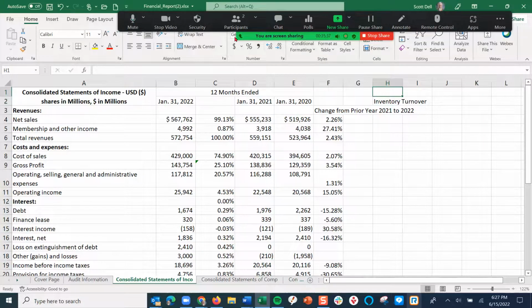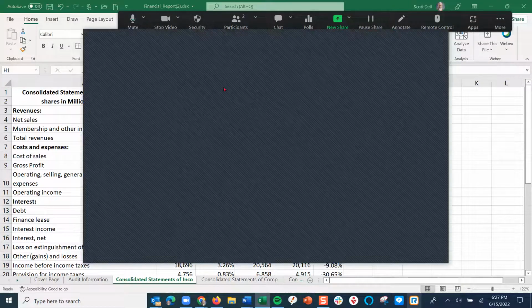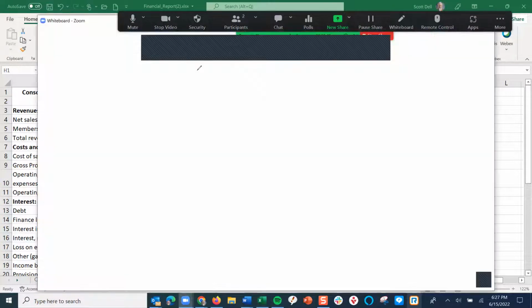And I'm going to have a conversation about that first. I'm going to go on the whiteboard and we'll take a look at that. The current ratio is pretty logical: current assets over current liabilities. The debt to asset ratio is pretty logical: total liabilities over total assets. And we'll do those in a few minutes.